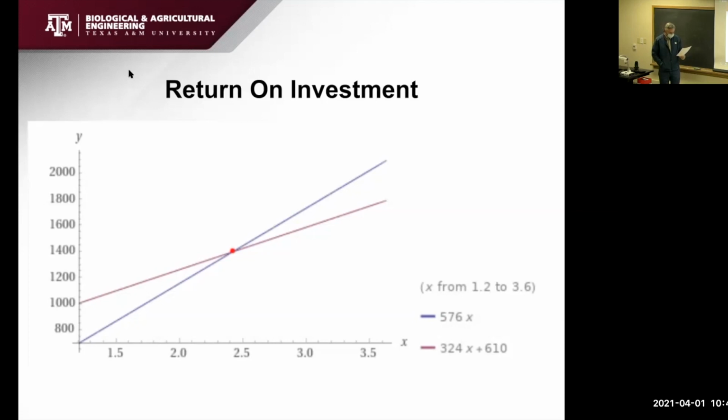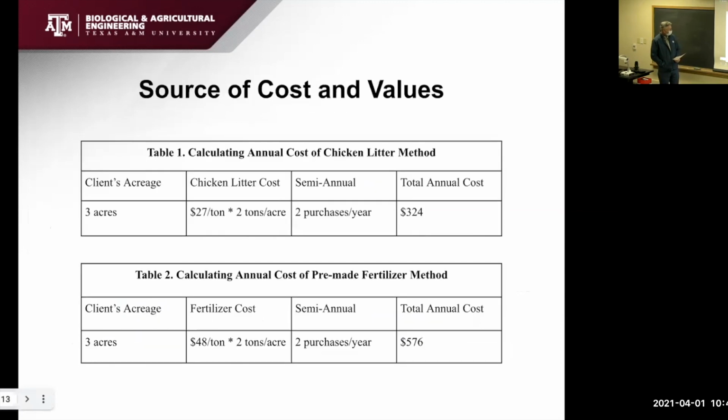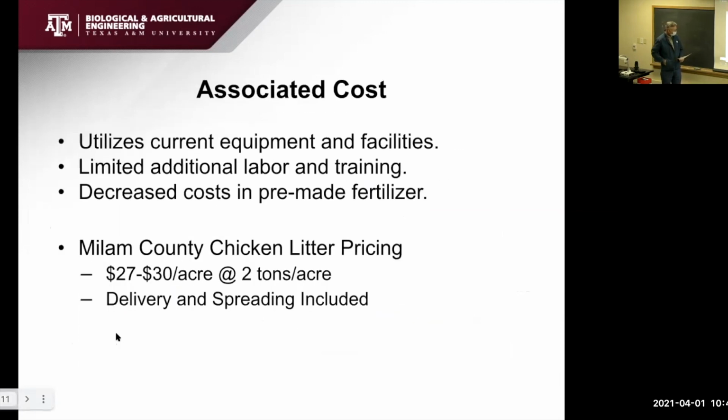Let's go to James. You had a slide toward the end of your part of the presentation about associated costs, and I think you may have corrected yourself verbally. And then, so is it $27 to $30 an acre, or $27 to $30 a ton? Which is it? It's per ton. That was a typo. You're right. I caught it as I was speaking. I should have noted that.